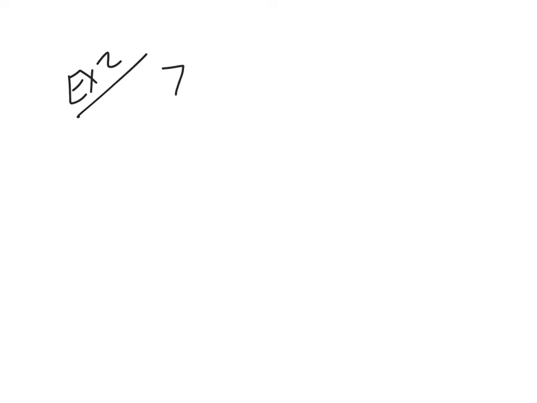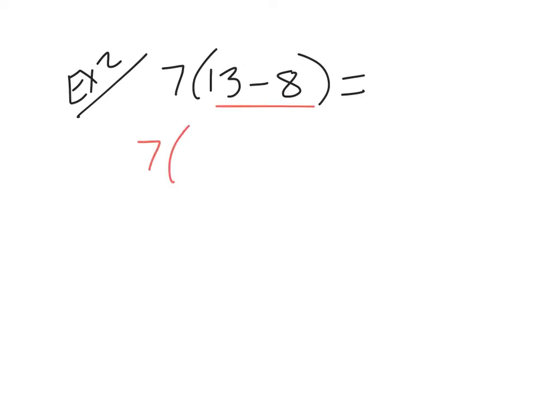Evaluate the expression. 7 times 13 minus 8 equals what? That's the expression, okay. So what's the first thing I do? Yeah, everything in the parentheses. So I'm going to rewrite 7 times, what's 13 minus 8? 5. So then what's 7 times 5? 35. Woohoo!